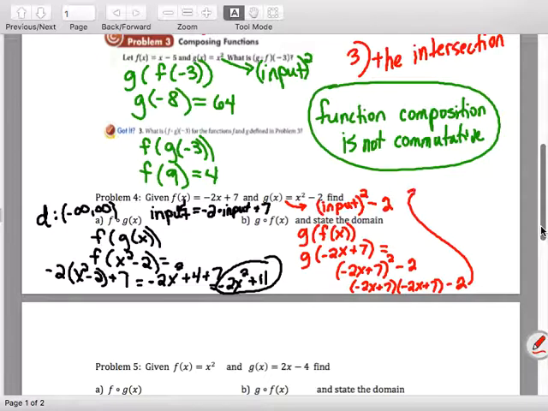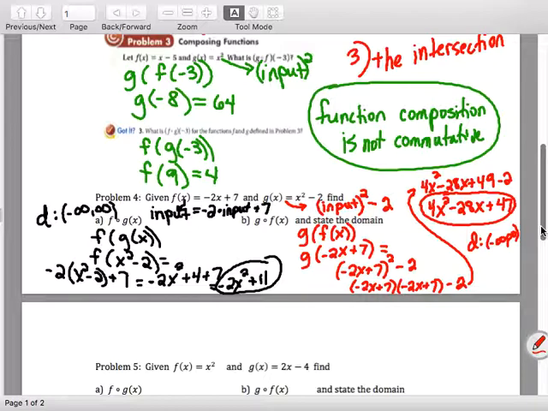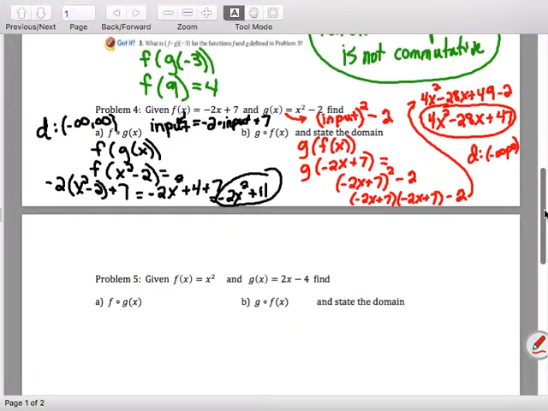Alright, I'm going to continue this one up here. So I get 4x squared. Negative 14x minus 14x is minus 28x. Plus 49 minus 2. So you should be getting 4x squared minus 28x plus 47. Did you guys get that? Or are you getting it now? Again, the inside function is a line, so its domain is all real numbers. My answer's a parabola, it's all real numbers, so the domain is all real numbers, so not very interesting.